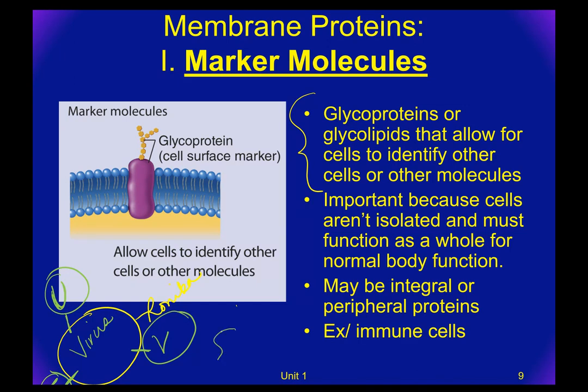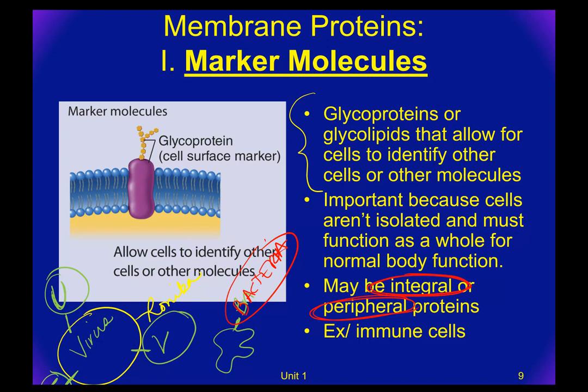If you have a bacteria floating around in your body, they also have these marker molecules, except they say something completely different than your name. So they may say bacteria. And again, your immune system checking these out goes, okay, that doesn't say Ronica, I need to kill this. So marker molecules can be integral, where they're transmembrane and they go across the membrane, or they can be peripheral.